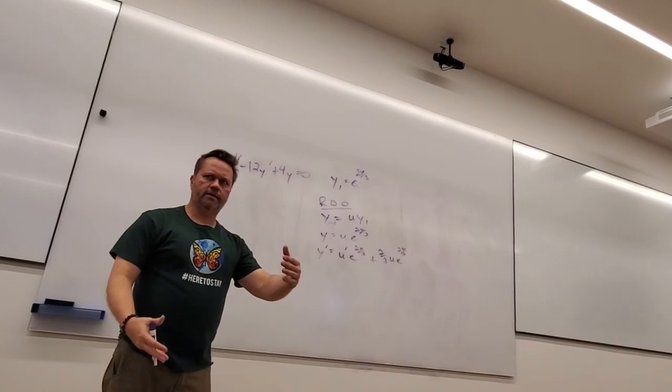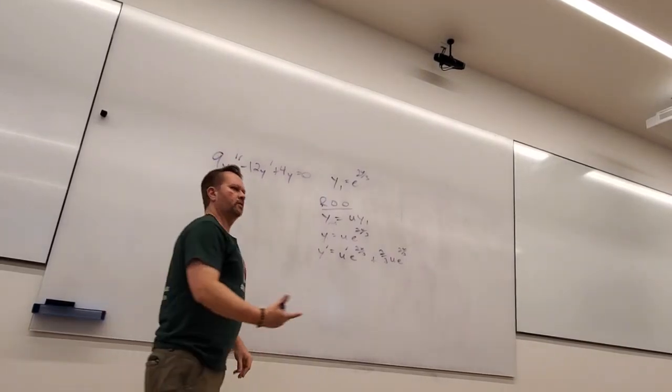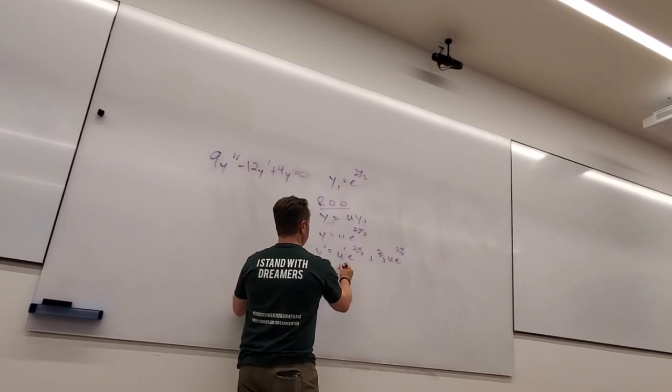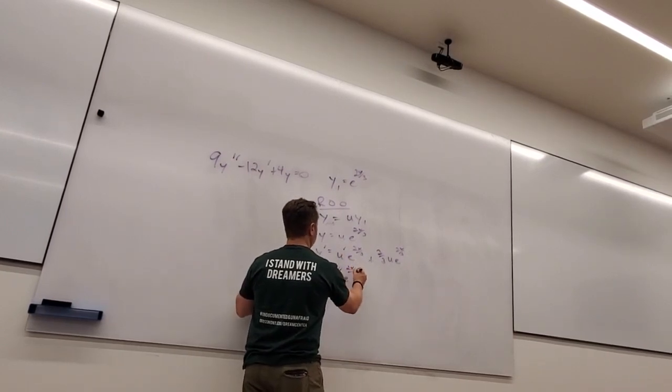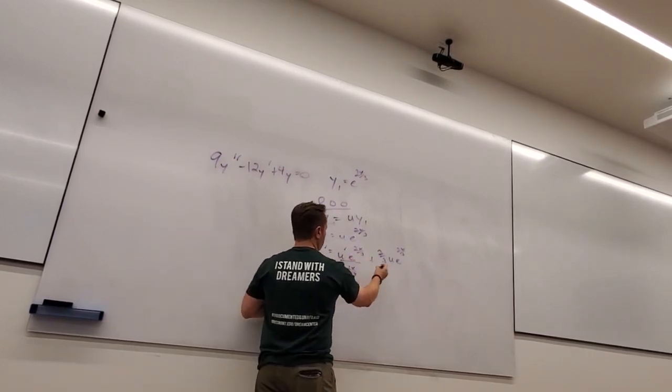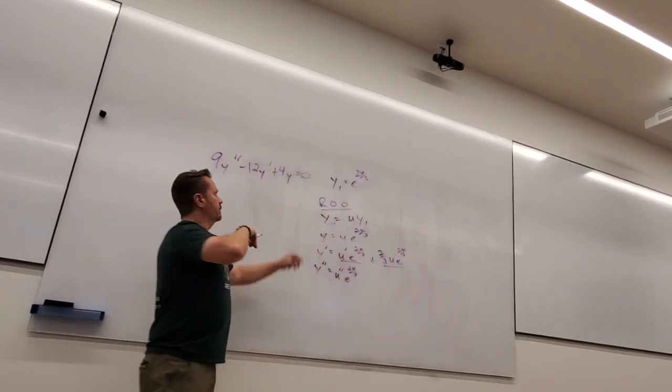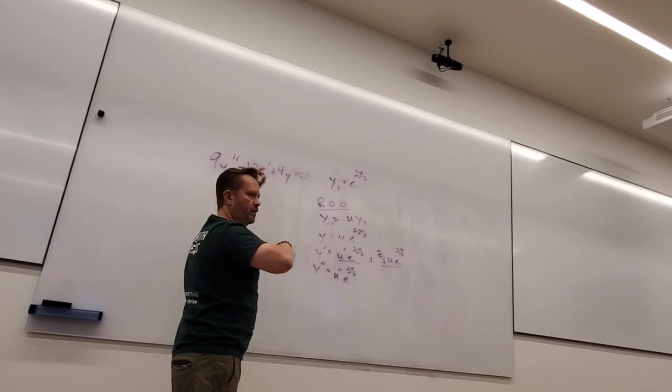Something's gonna happen right now that's gonna happen a lot, so I wanna make sure you guys see this. If I do y double prime, it'll be u double prime e to the 2x over 3. Each of these is gonna be a product rule, right? You're like, thank God this wasn't a fifth order.